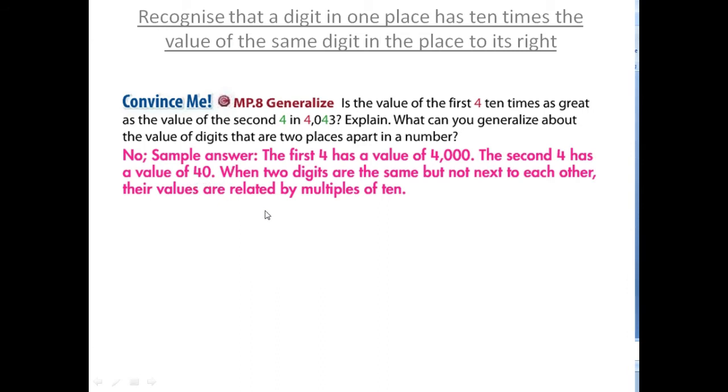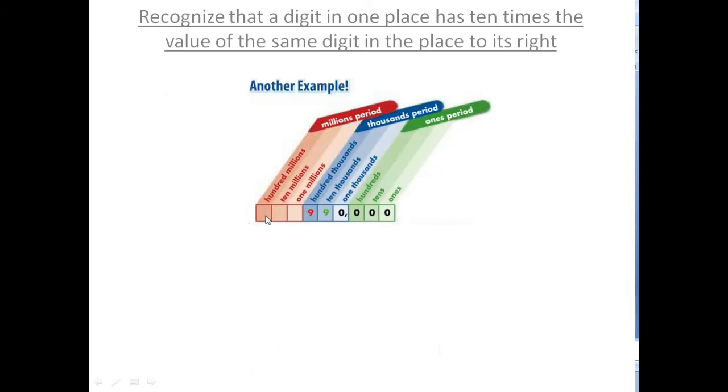The next example, we have a number here which is 990,000.